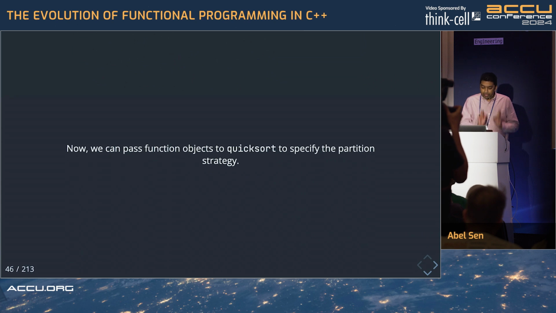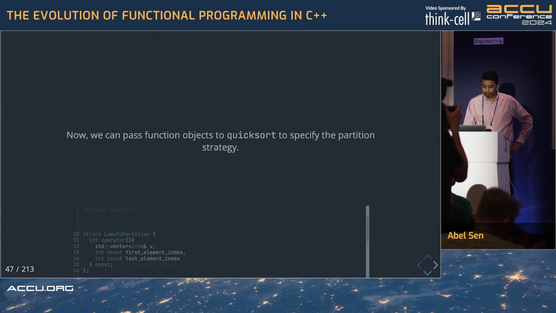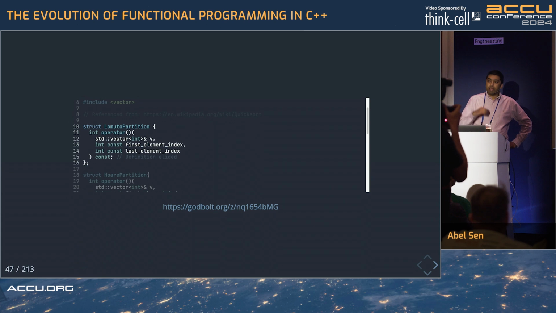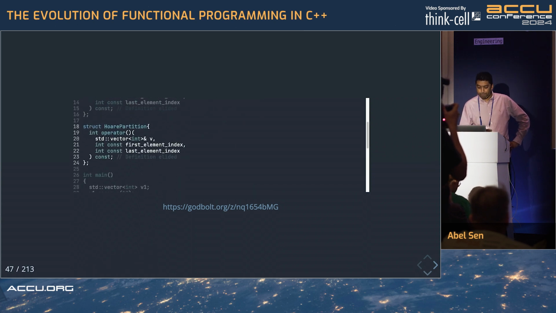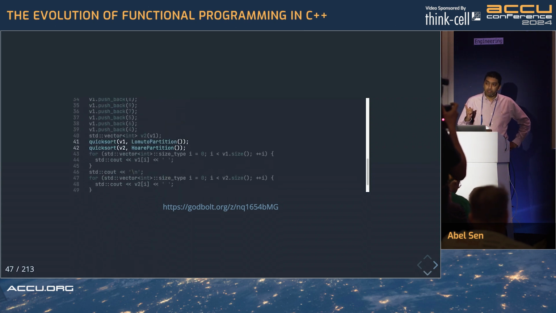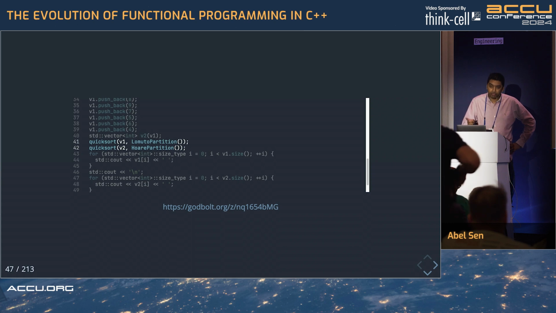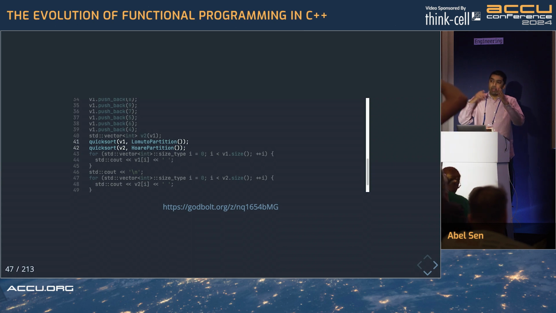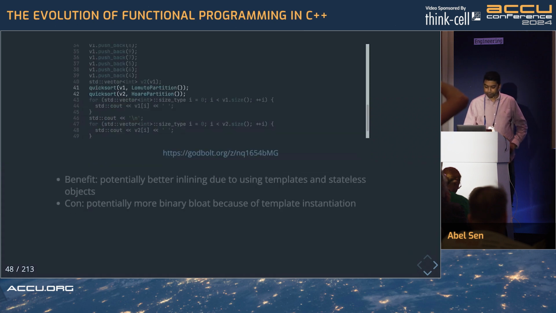The benefit of doing that is that we can actually pass function objects to quicksort to specify the partition strategy. So here I'm defining a Lomuto partition struct with a call operator defined. It takes a vector, the low and high indices, and then does the partitioning and returns a midpoint. Likewise with the Hoare partition algorithm. And then now in the quicksort invocations, instead of passing a function reference or pointer, we can pass instances of the Lomuto partition and Hoare partition structs respectively.